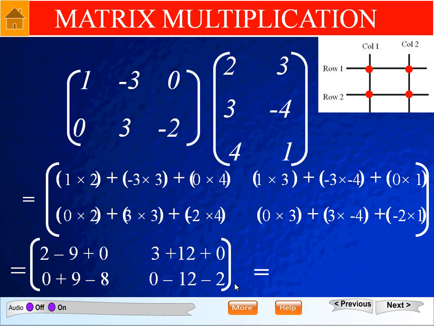Then we'll see that our answer would be 2 minus 9 works out to be negative 7, and 3 plus 12 gives us 15. 9 minus 8 gives us 1, and negative 12 minus 2 is equal to negative 14.